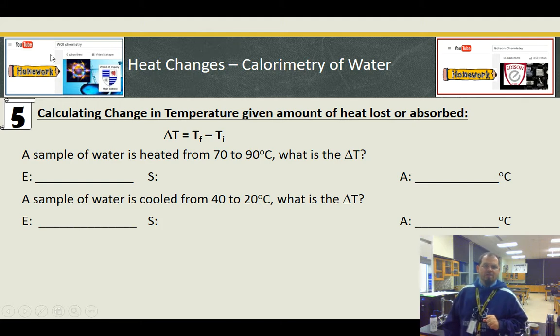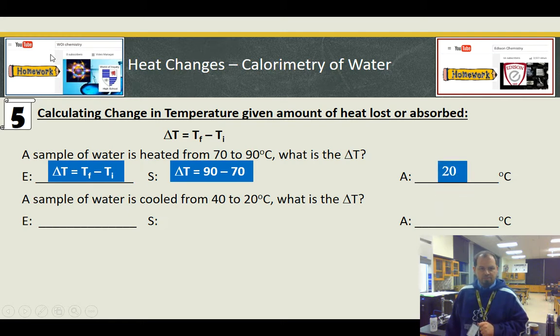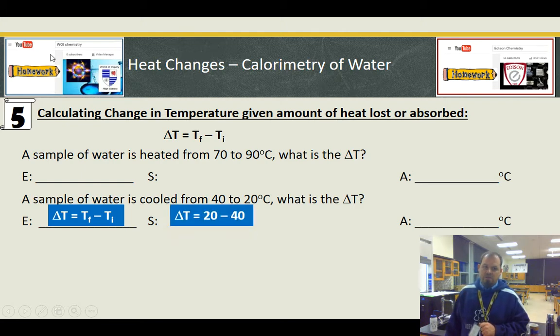Delta T is always final minus initial. It says a sample of water is heated from 70 to 90. So my equation, delta T, copy it down, please, and then plug it in. Final is 90, initial is 70, 90 minus 70 is 20 degrees Celsius. When it's cooled from 40 to 20, I don't just do 40 minus 20. Final minus initial. Cooled from 40 to 20, so 20 is now the final, 40 is the initial, and now I have a change of negative 20 degrees Celsius. See why order is specific, because I need to know, am I heating or am I cooling?